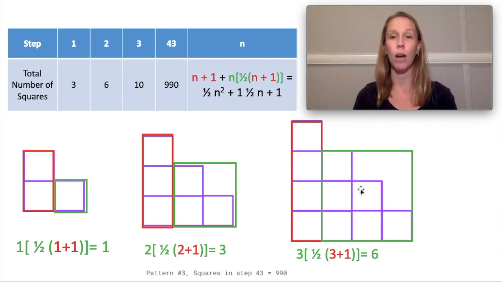And then I started playing around with a relationship for the remaining squares in the remaining columns. I noticed that if I took that n plus 1 number, so in this case it would be 4, and cut that number in half and multiplied by the number of the step, it gave me the number of squares in the remaining columns. So I wrote that out. I took the number I was on, multiplied it by half of the number in the first column, which was n plus 1. And if you simplify that expression and combine like terms, you end up with half of n squared plus 1.5 n plus 1. And that's a nice quadratic expression that explains this pattern.